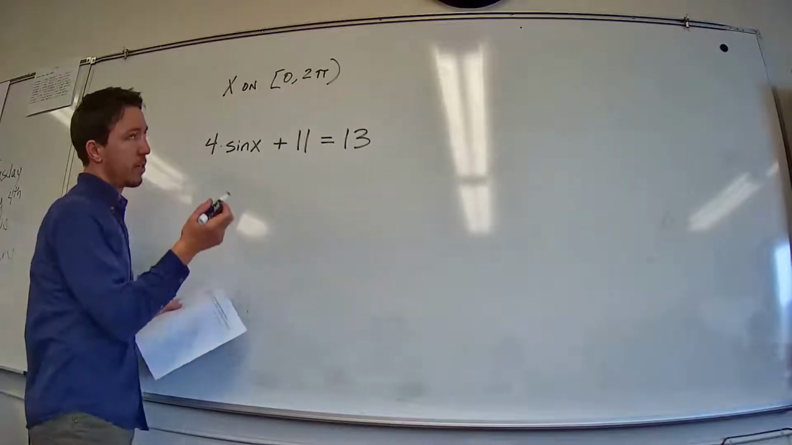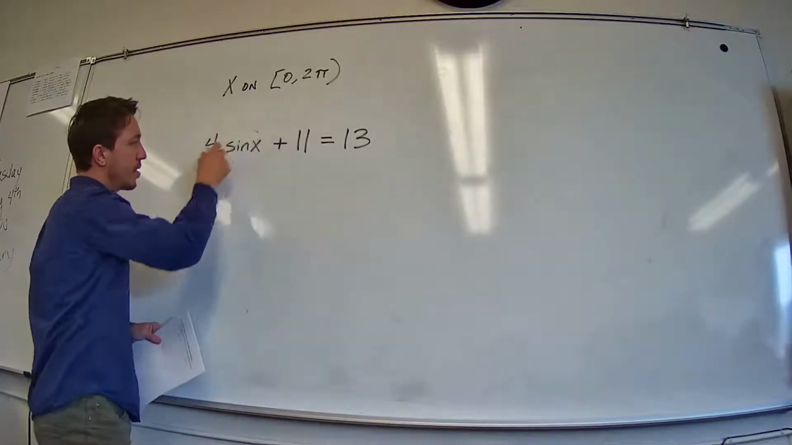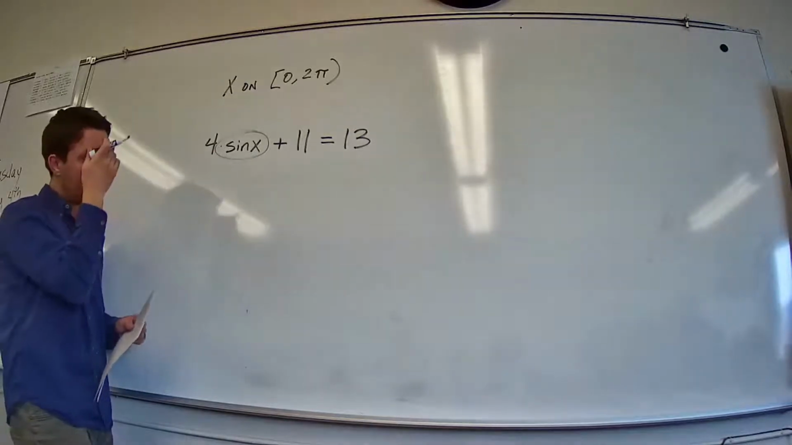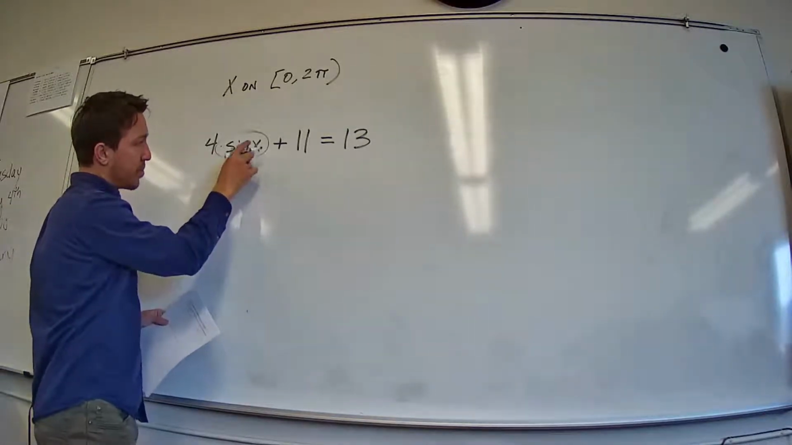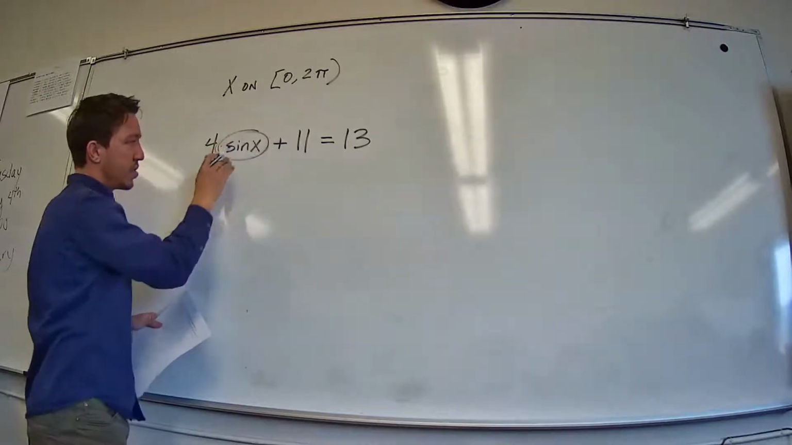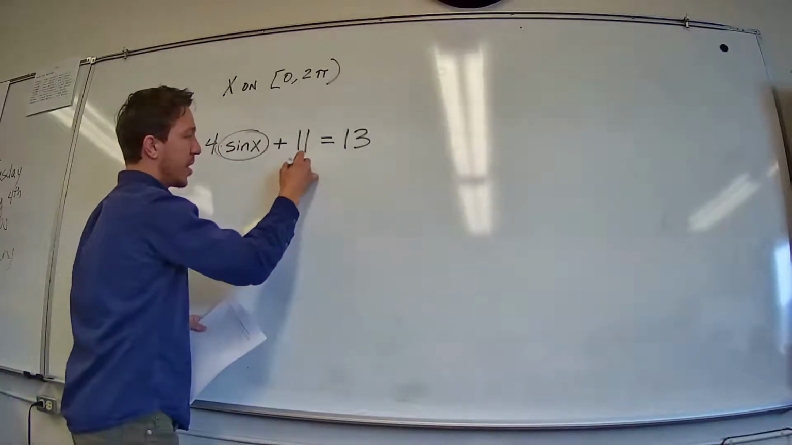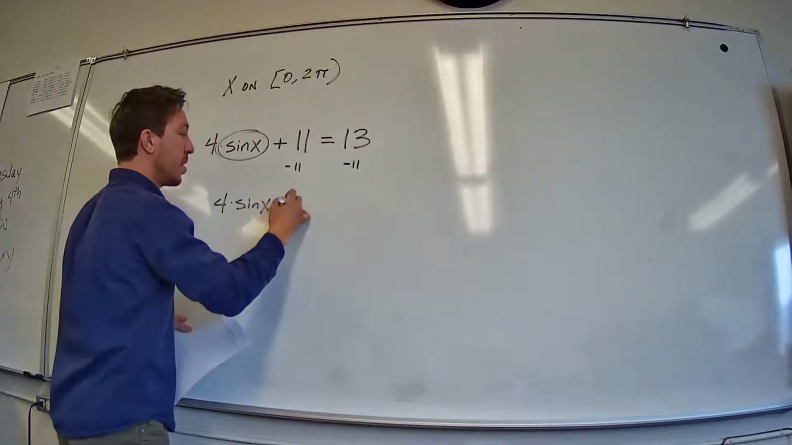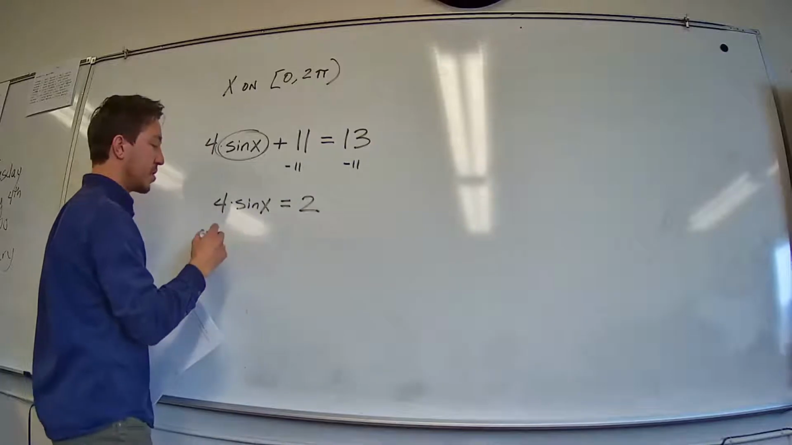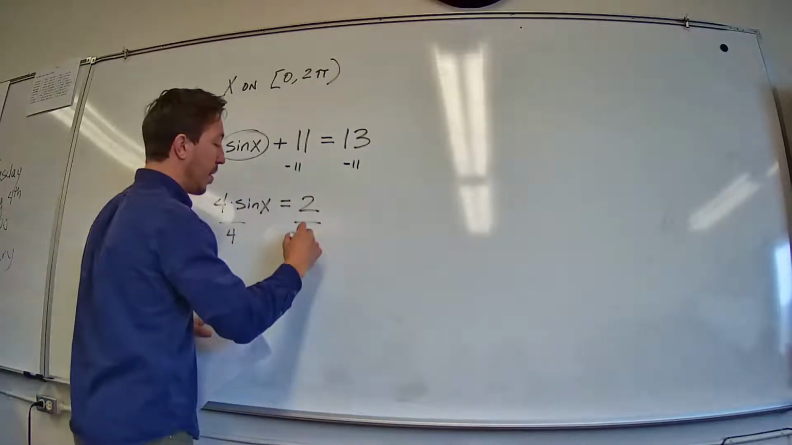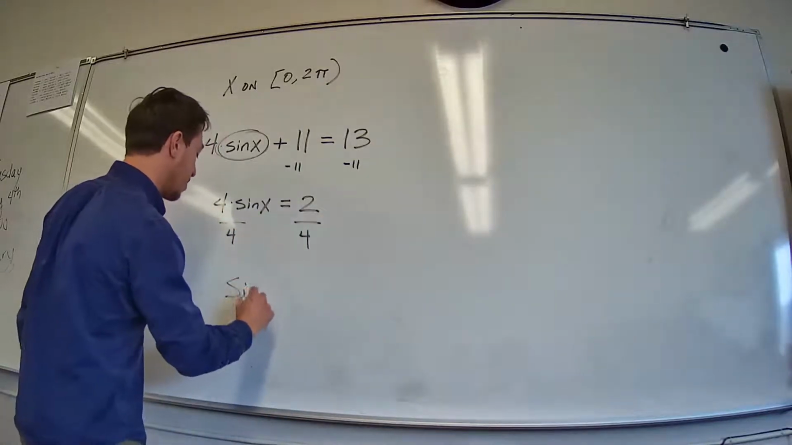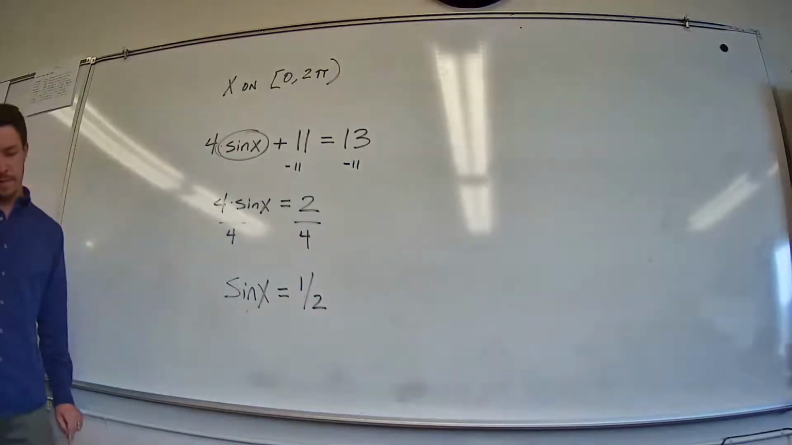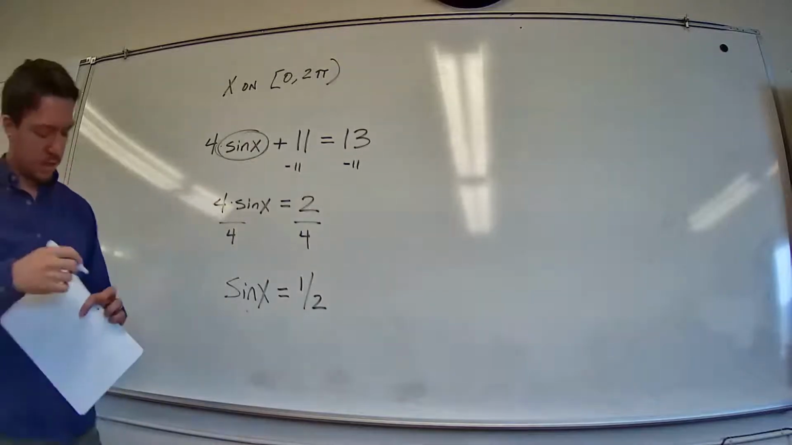So the idea is to treat this just like it's a variable, like that was a single entity. Ultimately, yeah, we're solving for the x, but until you isolate this term, just treat it like a variable. So the first thing would be subtract 11 from both sides. 4 times the sine of x is equal to 2, and then divide both sides by 4, and you get this. The sine of x equals positive 1/2. And then you say, wait a second.